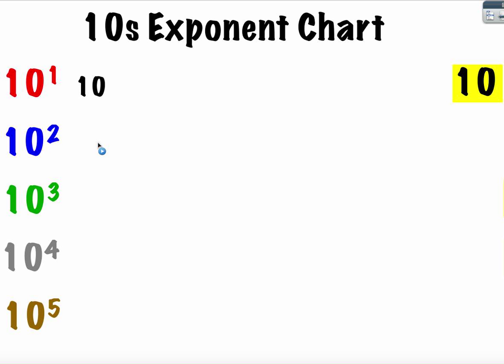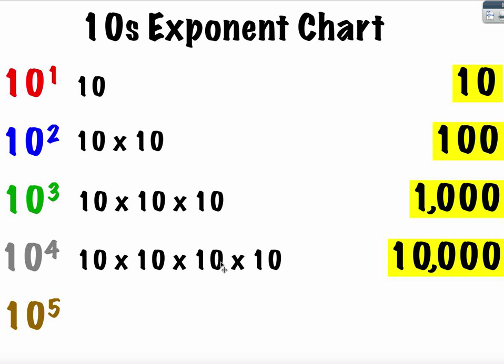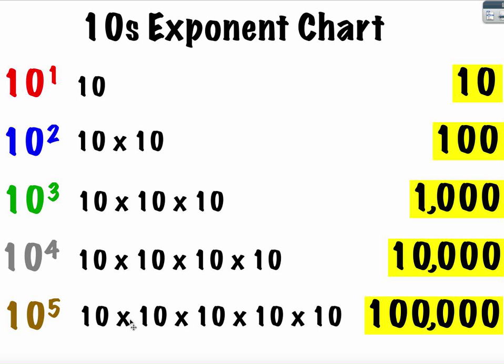So 10 to the second power would mean not 10 times 2, but 10 times 10, twice. Okay, that equals 100. Then you have 10 to the third power, which means 10 times 10 times 10, 3 times, which is 1,000. 10 to the fourth power is 10 times 10 times 10 times 10, which is 10,000. And then 10 to the fifth power, you can see the pattern there.